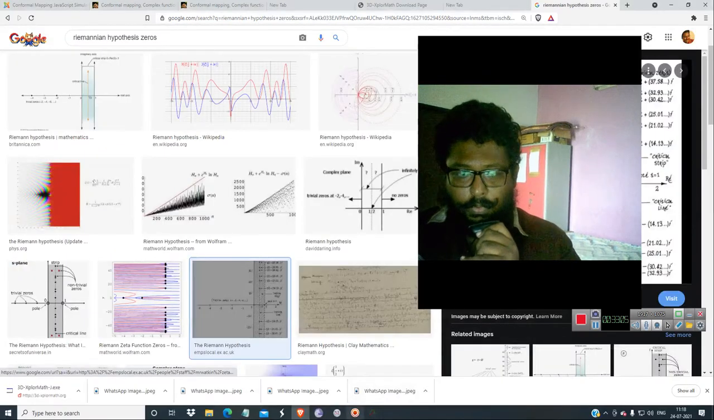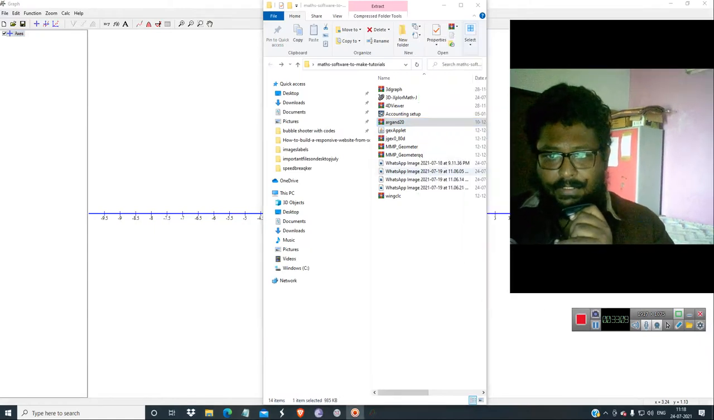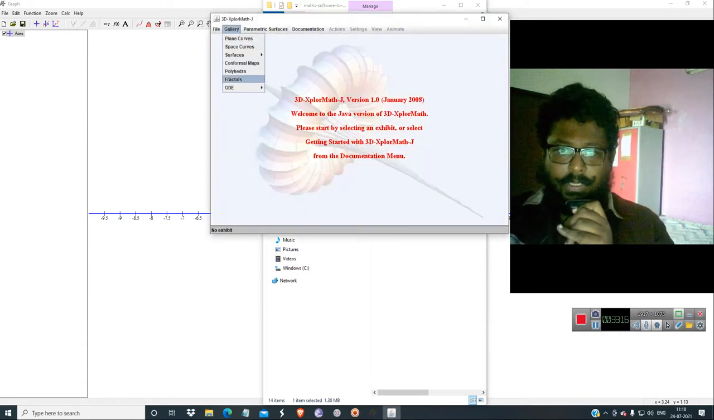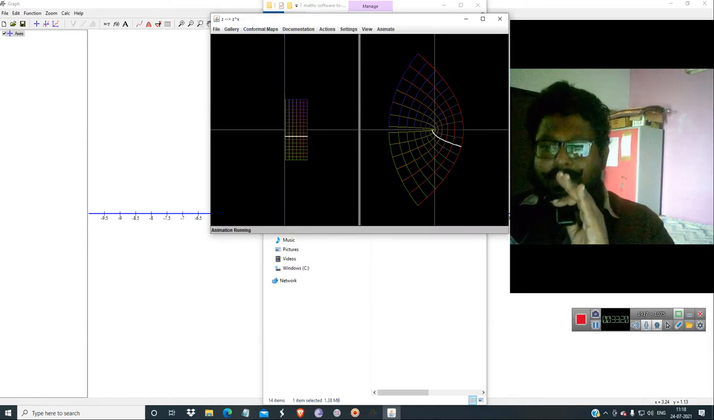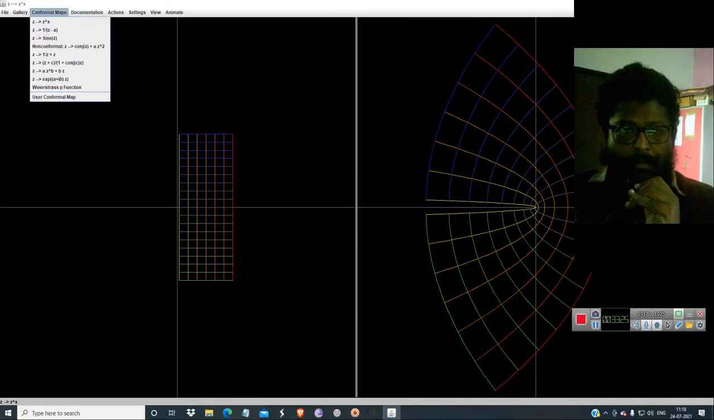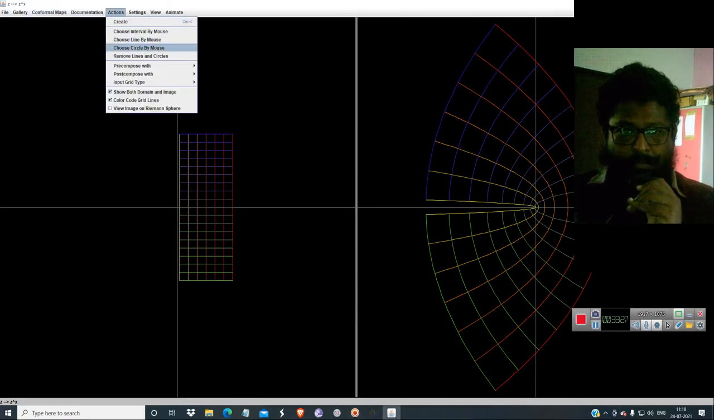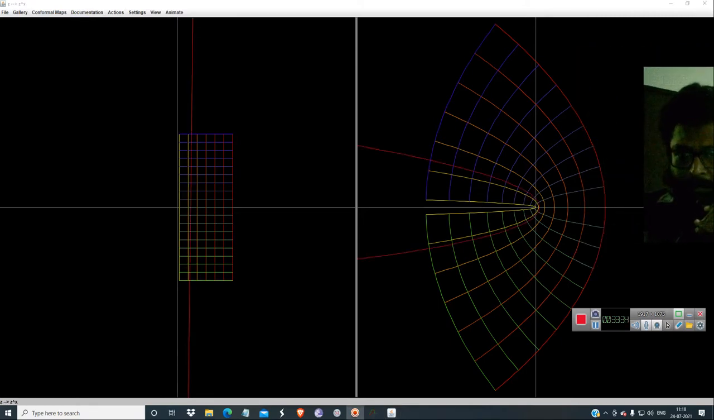Actually, I have shown you this already in this function of Explore Math 3D. Okay, this is not a Riemann zeta function or anything. I'm just going to come here, conformal maps, and plot this. So you just assume this as a Riemann zeta function, and it is a gridded map like this. Now what I'm going to do is draw a line. So this is the critical strip. Suppose you imagine this is the critical strip. It is being transformed into a parabola.